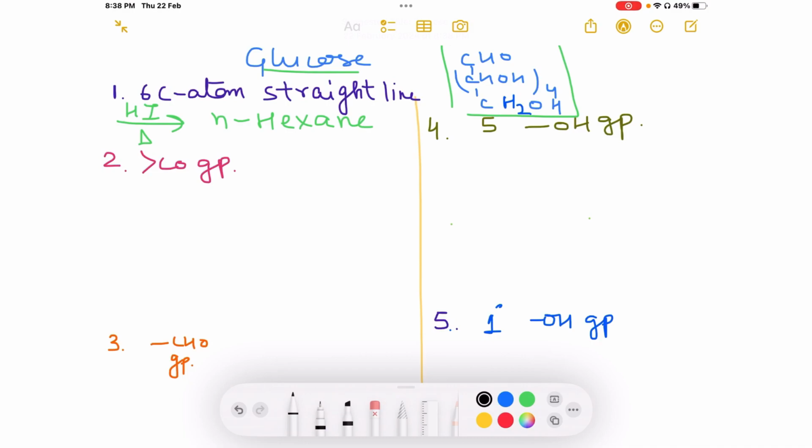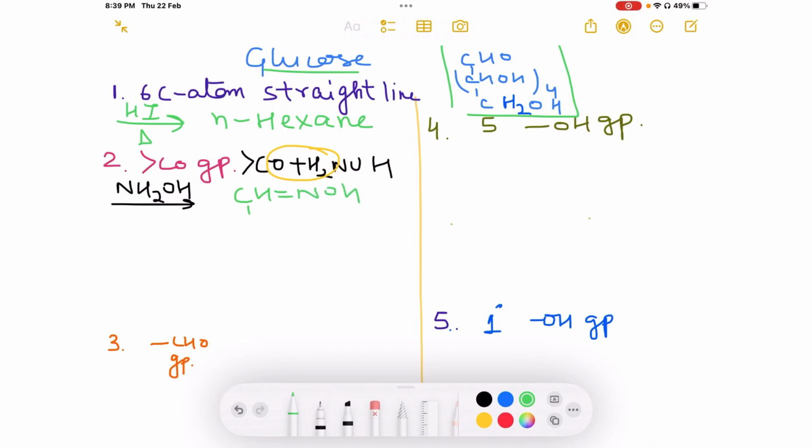Next, with the help of a reaction, show the presence of a carbonyl group in glucose. For this purpose, we do a reaction of glucose with hydroxylamine. Carbonyl reacts with hydroxylamine, resulting in the formation of oxime by loss of water. So this results in the formation of oxime here. CH=NOH, (CHOH)4, CH2OH.